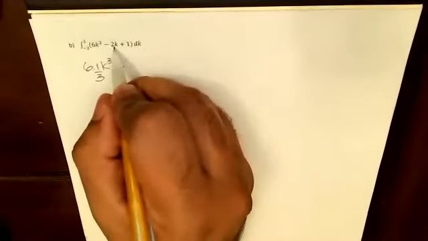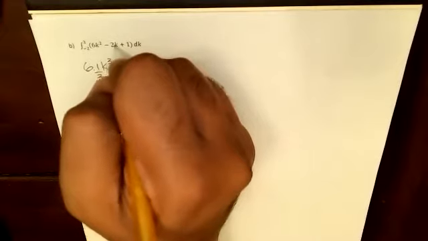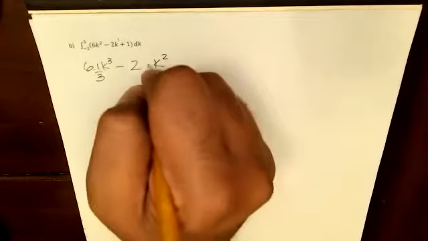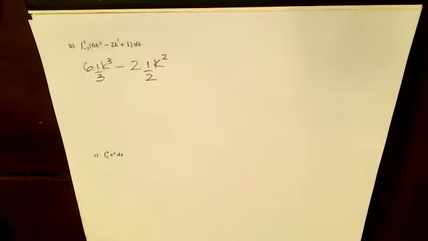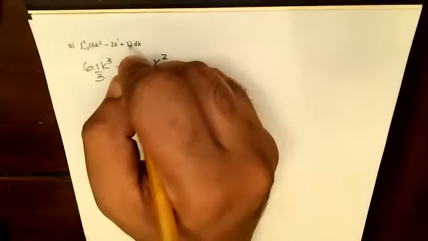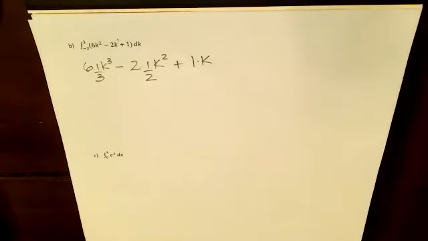Minus, then I have 2k. The 2 will stay there. And then I have to find the antiderivative of k, which is k power 1. I'm going to add 1 to 1. That's going to be 2. And then it's going to be 1 over 2 in front of that. And then plus 1 is going to be 1k. Okay. If you remember the rule, if you have a number, it's just going to be the number times x. So here it will be 1 times k because the letter that we're using is k.